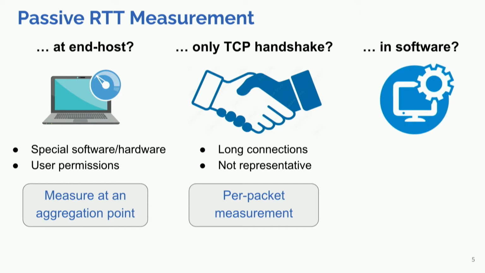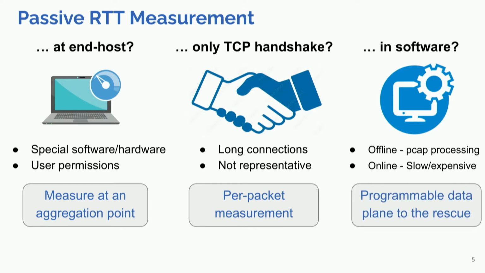And can we do it in software? Well, one option is to do offline, which is PCAP processing. And clearly, in our example, you cannot wait until the attack has already happened to capture a PCAP and process it. If you do it online in software, it will be slow. And if you scale it up, then it will be really expensive. So here is where the programmable data plane comes to our rescue.